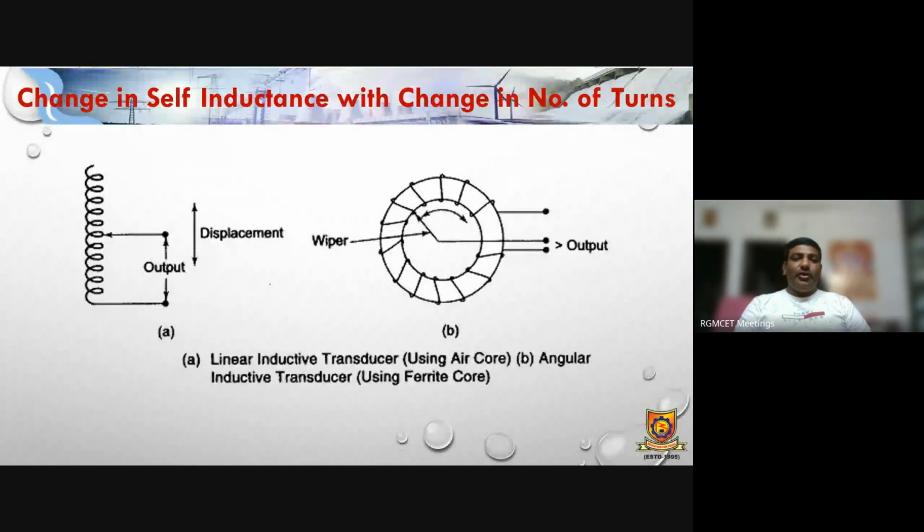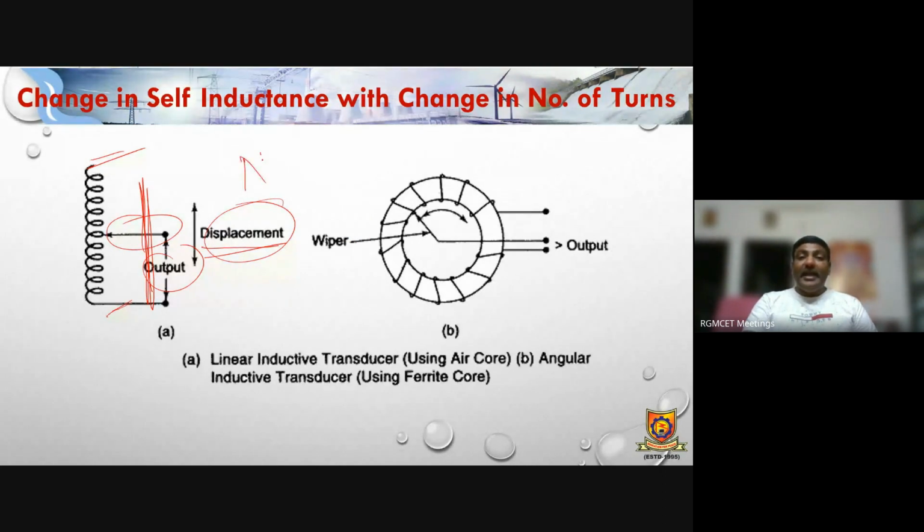Just observe here. Here we have the output terminal. The top and the bottom terminals are the fixed terminals, where we can observe the total inductance value. If you move the contact or sliding terminal in the vertical direction, the displacement happens in the vertical direction, so that the number of turns changes, and so the inductance changes. So N is going to be changed. This one is circular, so we call it an angular inductive transducer, and the first diagram is called a linear inductive transducer.